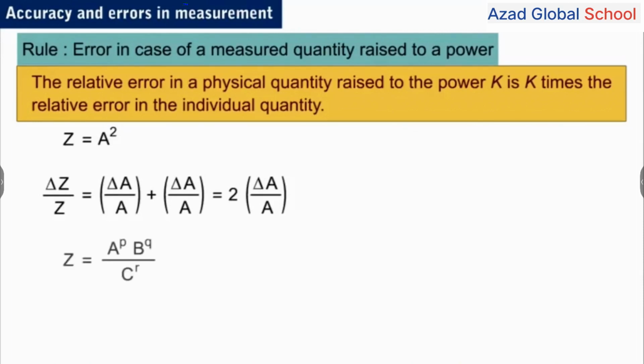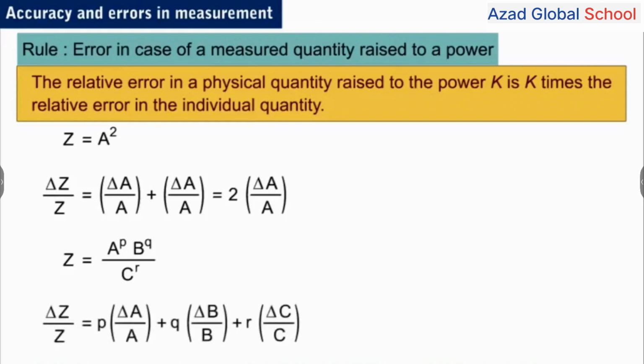In general, if z is equal to a to the power p into b to the power q divided by c to the power r, then delta z by z is equal to p into delta a by a plus q into delta b by b plus r into delta c by c.